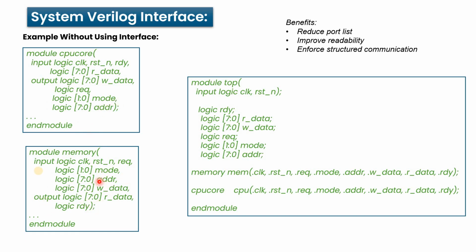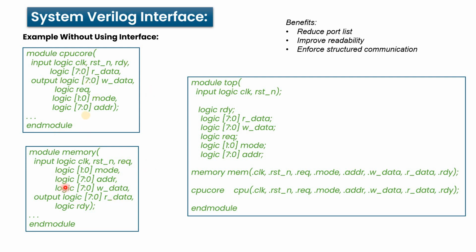And then here we have the memory. Again, it has some global signals, clock and reset. Then it has a request, a new request, whether to read or write the memory. Then mode, read or write, input address, and input write data. When there is a read transaction, it will send the output data, and it also sends a ready signal whenever the memory is ready for a new transaction.